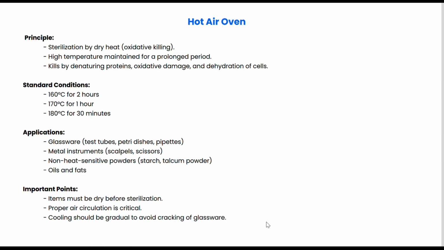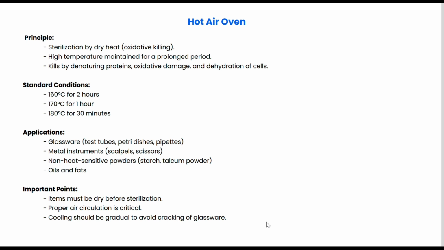Now let's focus on one of the most commonly used pieces of equipment in dry heat sterilization, the hot air oven. The principle behind the hot air oven is simple. It uses dry heat at high temperatures over a sufficiently long time to achieve sterilization. The killing of microbes occurs by protein denaturation, oxidative destruction of vital cell components, and dehydration. The standard sterilizing conditions inside a hot air oven are 160 degrees Celsius for 2 hours, 170 degrees Celsius for 1 hour, 180 degrees Celsius for 30 minutes, depending on the material and the need.